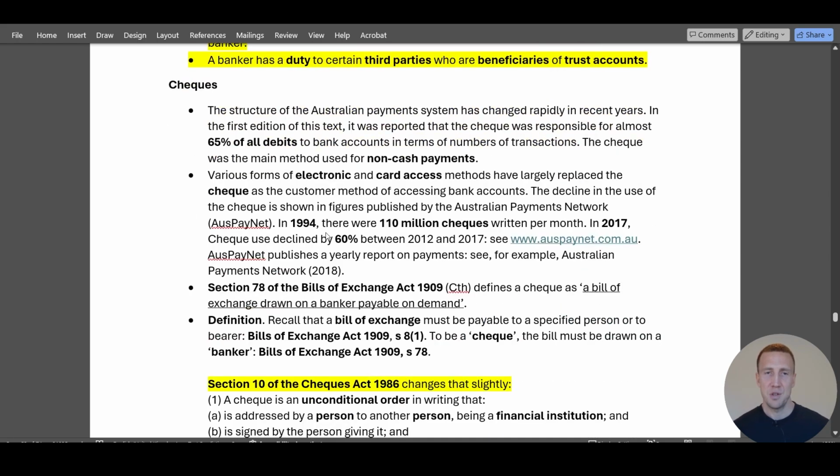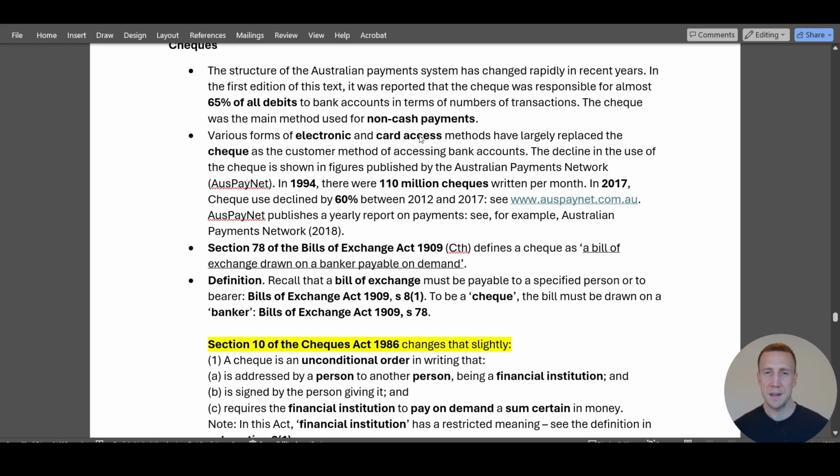So checks. The structure of the Australian payment system has changed rapidly in recent years. In the first edition of this text, it was reported that the check was responsible for almost 65% of all debits to bank accounts in terms of numbers of transactions. The check was the main method used for non-cash payments. Various forms of electronic and card access methods have largely replaced the check as the customer method of accessing bank accounts.